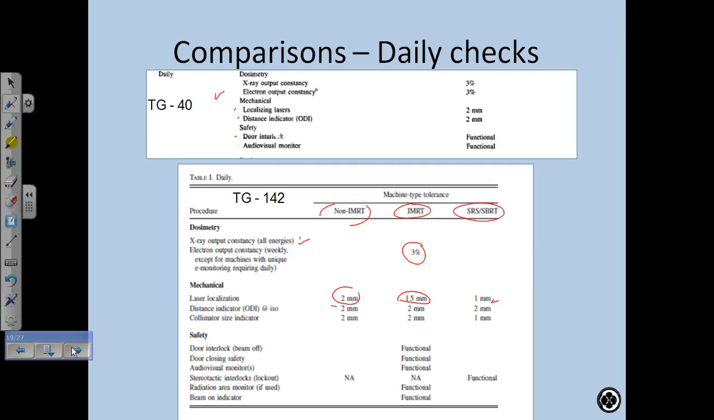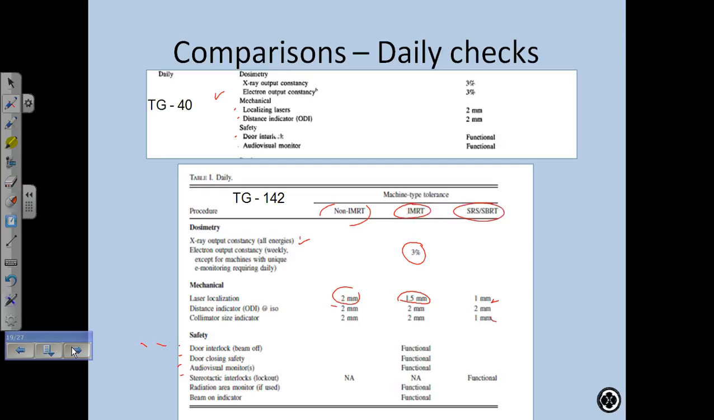Collimator size indicator. So that should be your jaw positions. Okay, so for SRS, your jaw positions need to be 1 millimeter. What else? Safety. This stuff is pretty much the same. Door interlock, closing, AV. Okay, stereotactic interlocks. You guys know what those are? Stereotactic lockouts. What stereotactic lockouts are?